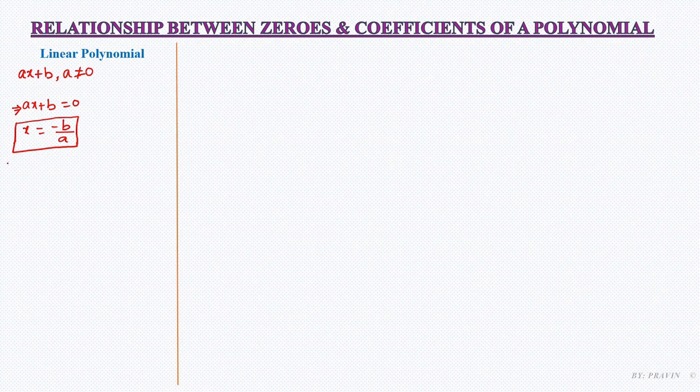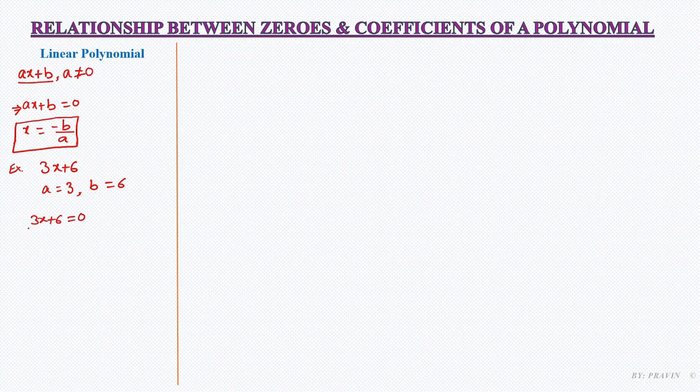Let's try to understand this with the help of an example. Say you have 3x plus 6. If you compare this with the standard form, you find that a is equal to 3 and b is equal to 6. And you want to know the zero of this polynomial 3x plus 6. So what you need to do, just equate it with 0. So 3x plus 6 is equal to 0.